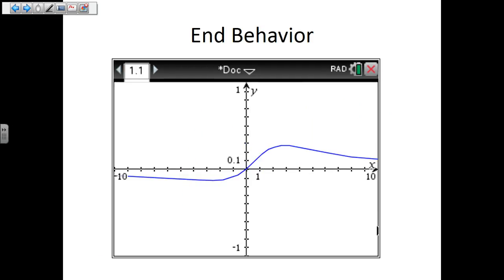And here's our last type of end behavior. This one's going to be a horizontal asymptote. And the question is, where is that horizontal asymptote? You might need to graph this function farther out, but this function is going to 0 as it goes to the right, and it's going to 0 as it goes to the left.